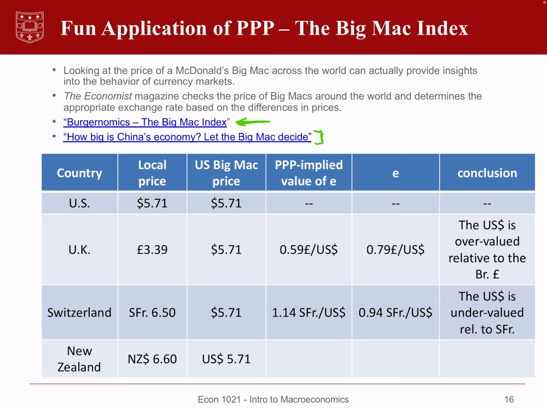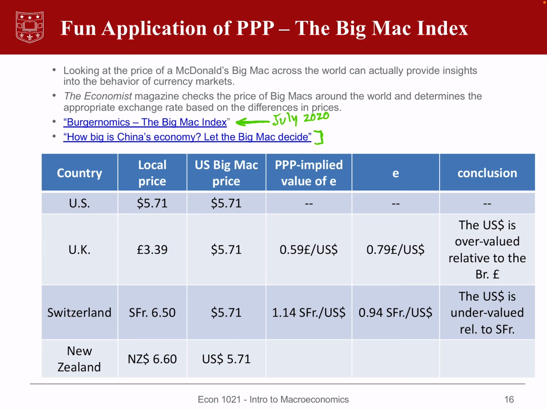So, for example, in the United States, the local price of a Big Mac, I think they look at 5 U.S. cities and construct the average. In 2020, this is from July of 2020, and so it's probably from January or so, was $5.71. Of course there's no exchange rate for the US, but I wanted to just put that row in there. In the UK, the local price of a Big Mac is 3.39 British pounds per Big Mac. And the US Big Mac price, of course, is the one that I described.